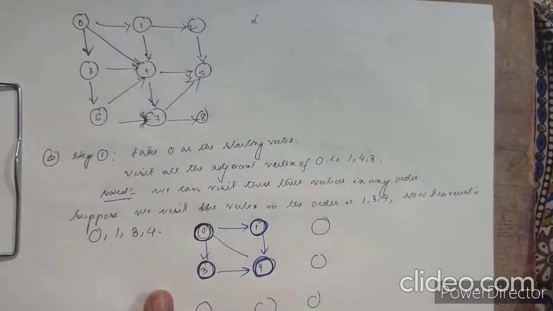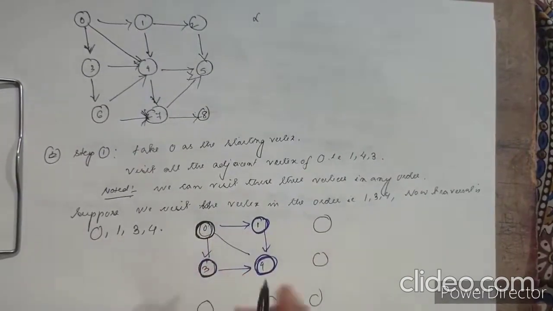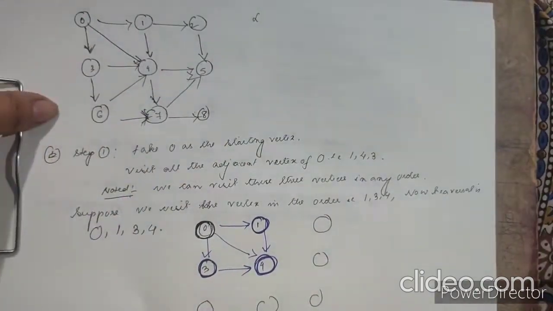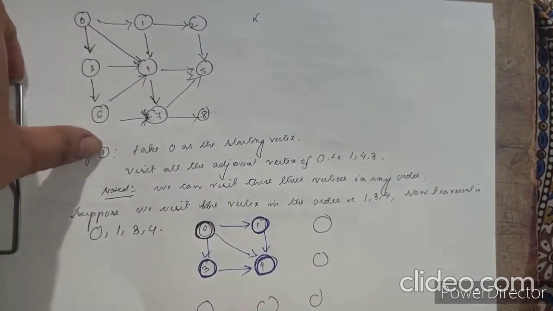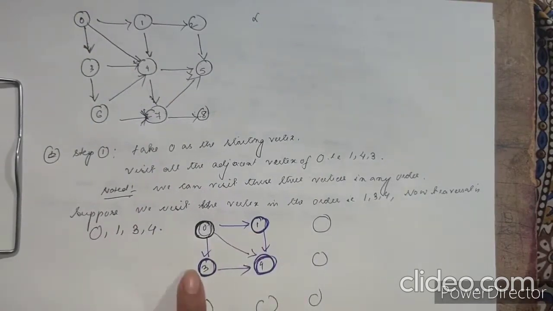So this is the traversal from 0, 1, 3, and 4. Now first we will visit all the vertices adjacent to 1, then all the vertices adjacent to 3, and then all the vertices adjacent to 4. Got it? So first we will visit 2.